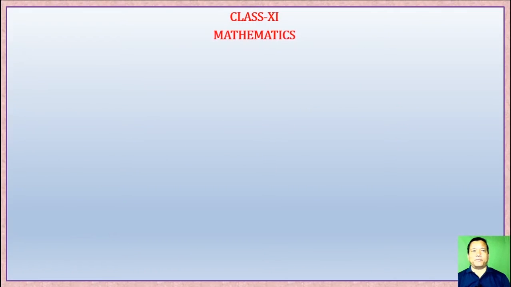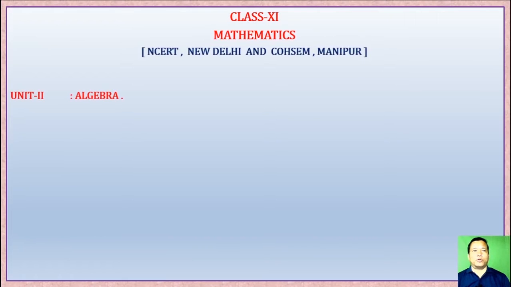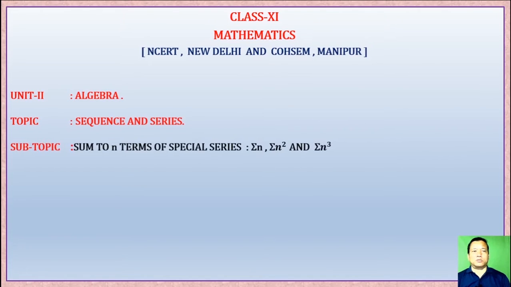Class 11 Mathematics, NCERT New Delhi and COHSEM Manipur. Unit 2 Algebra. Topic: Sequence and Series. Subtopic: Sum to n terms of special series. Summation of n square and summation of n cube. Infinite GP and its sum.